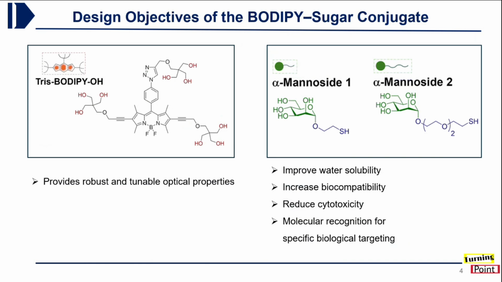Now, before going further, what is the objective behind this type of design, like a BODIPY sugar conjugate? First, this tris BODIPY OH provides robust and tunable optical properties because of the BODIPY core. And why did they choose sugar? Sugar improves water solubility, increases biocompatibility, reduces cytotoxicity, and provides molecular recognition for specific biological targeting. Like for example, for Kooyk we are taking mannose, so for specific biological targeting they have used the particular sugar.